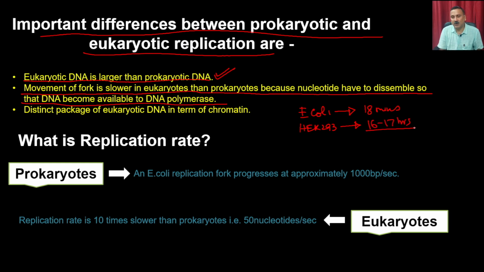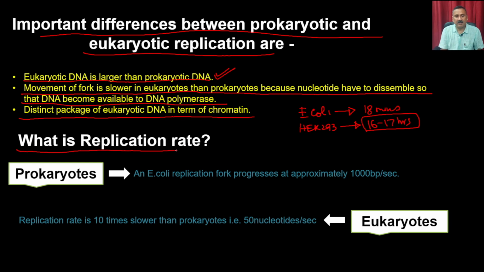That is because of the simple reason that DNA replication is very slow in the mammalian system compared to the bacterial system. Here everything is getting over in 18 minutes, whereas that same thing requires 16 to 17 hours. Then there is a distinct packaging of the eukaryotic DNA in terms of chromatin. Chromatin structure is a very higher-order organization in the eukaryotic system, whereas it is not in the prokaryotic system.